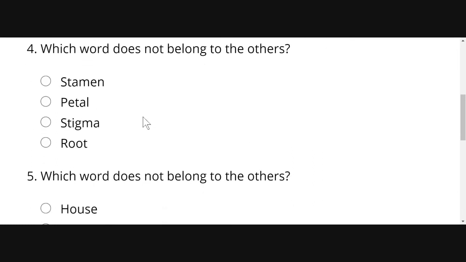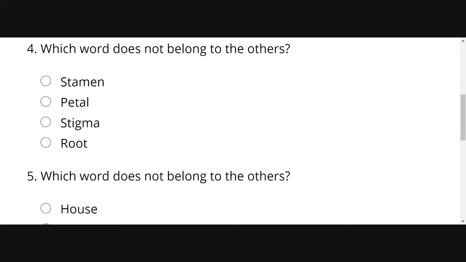the majority is saying. Which word does not belong to the others? Stamen, petal, stigma, root. All right, let's go. Chop, chop. Gotta run. So which word does not belong to the others? You have stamen, petal, stigma, root. Which word does not belong?